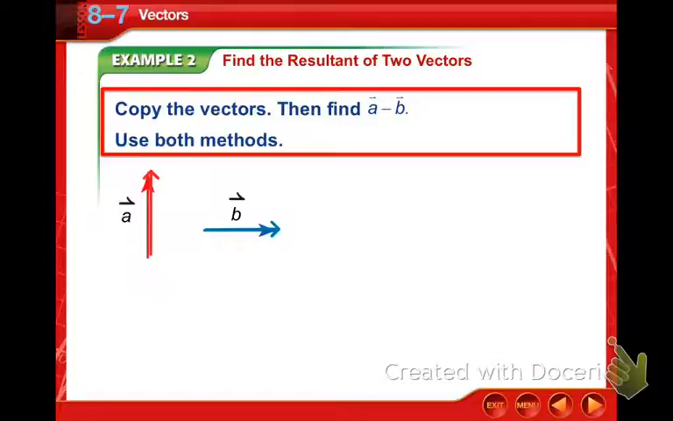Alright, so there's our two. Now I can select them and move it around. So there's my B.